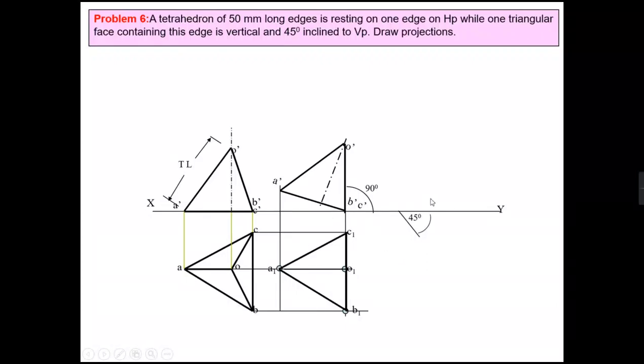After getting the top view, in the question it is given that your triangular face is 45-degree inclined to the vertical plane. Which triangular face? That containing that edge. Means OBC is inclined at 45-degree with the vertical plane. So in the top view, we can see this line is representing the triangular face OBC. So we have to draw a line at 45-degree, and first we have to mark this line on that line that is inclined at 45-degree. After that, I will mark the point A with respect to this line.